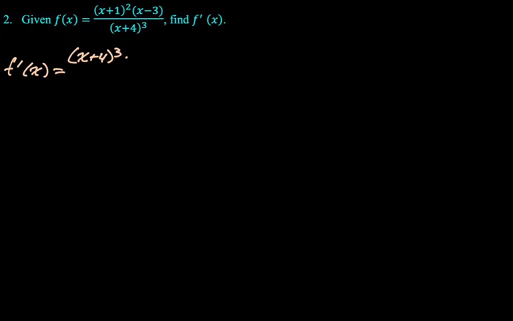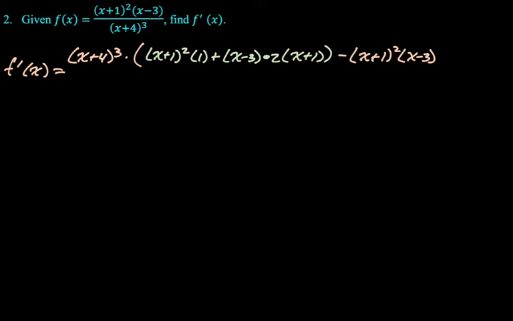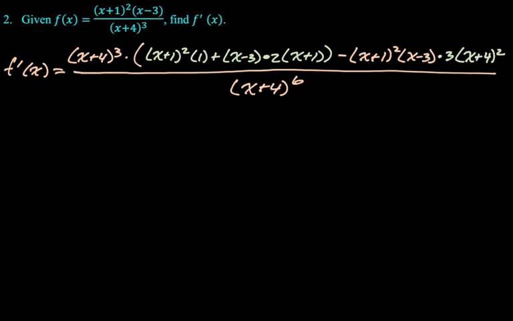So f prime is going to be bottom times derivative of the top, which requires the product rule. So you get first, derivative of the second, plus second, derivative of the first. And then minus the top, which is the given thing, times the derivative of the bottom, which is just 3 times x plus 4 squared. And then all over the denominator, the bottom squared. So now it's x plus 4 to the 6th.